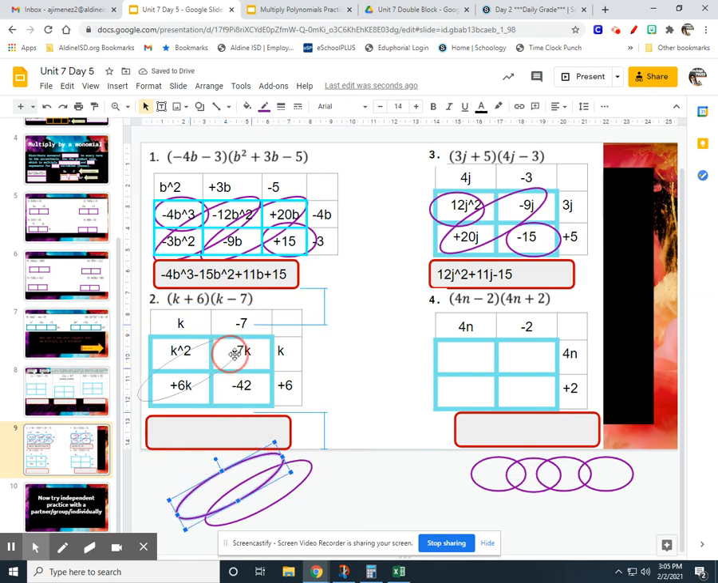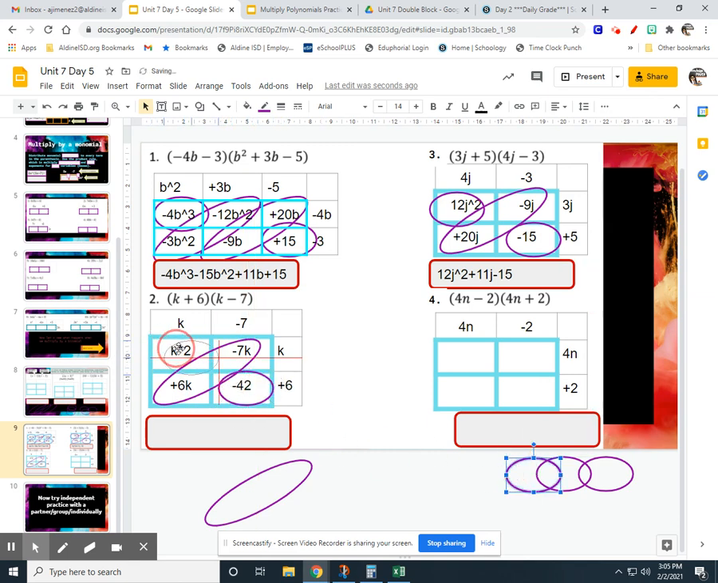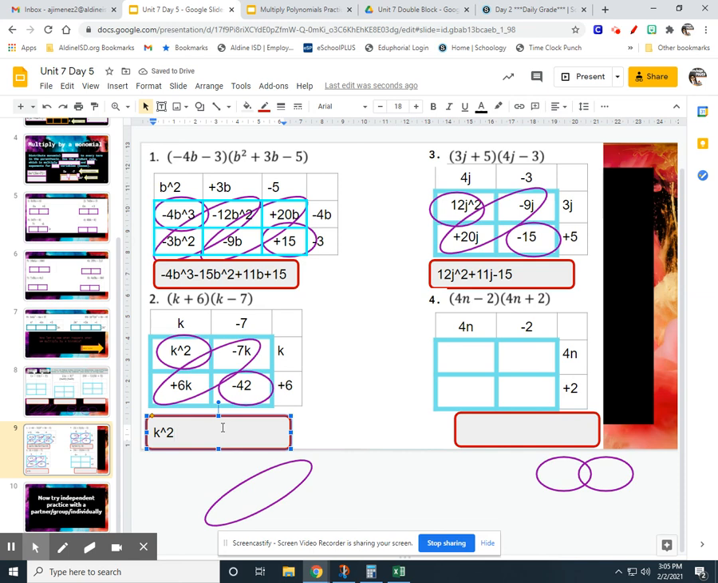My like terms are the ones that have the same k's. My different terms are the 42 and the k squared. Okay, so I'm going to have k squared because that's my highest exponent. Add the ones that have the k's because they're like terms. Positive 6 plus the negative 7 is negative 1k. And then I bring down the negative 42.